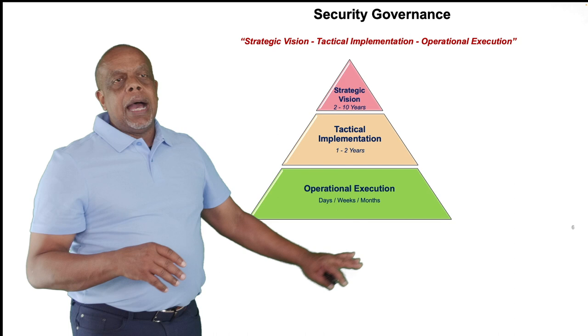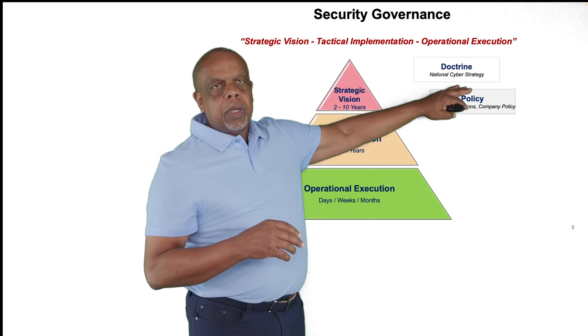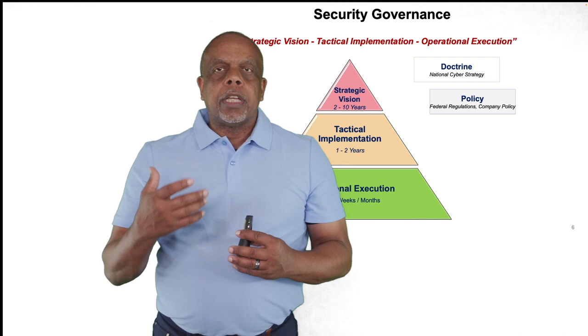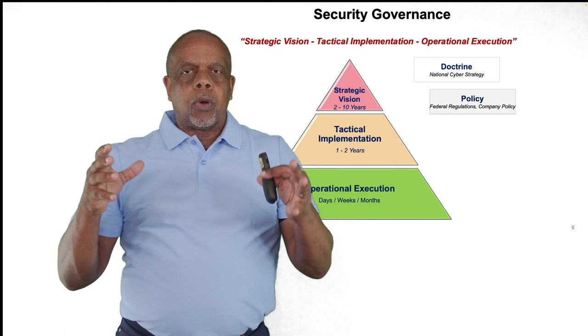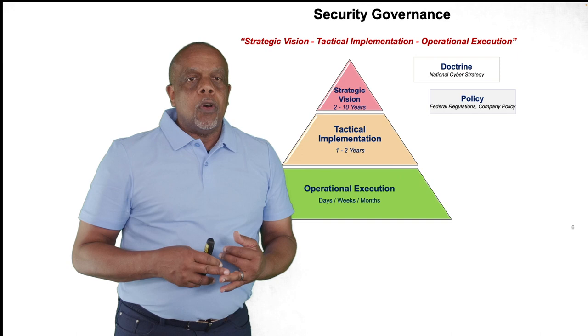And we do that by having the right governance structure in place. At the strategic vision level, we're talking about doctrine and high-level policies. When we think doctrine, think national security strategy. Even if you're in a private organization, you look at what the overarching strategy is that our business is working toward so we know how to implement it. Once we understand that doctrine, we can develop policies. Those policies could be based in federal regulations or in your overarching company policies, but they should always be linked to that overarching doctrine.